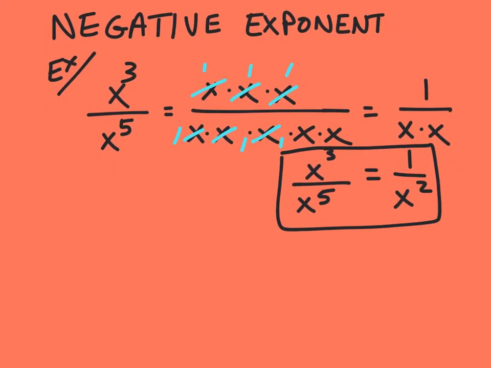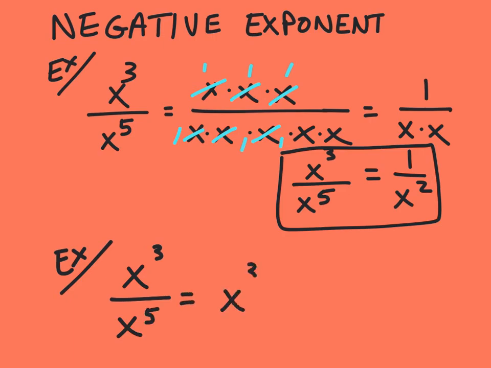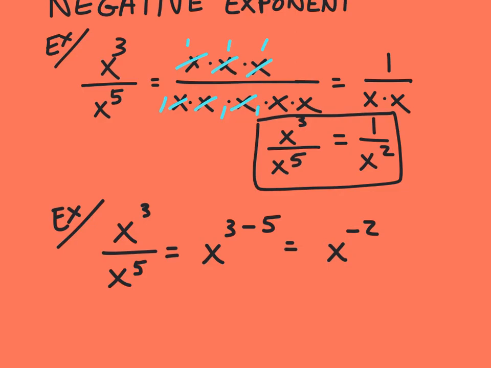Now, let's do this a different way. Let's do this same problem using our rule. So x to the 3rd over x to the 5th. If I do this using our rule, I'm simply going to take x to the 3 minus 5 power. Now when I operate on my exponents, I get x to the negative 2. Now wait a second. I did this two different ways. So x cubed over x to the 5th gives me x to the negative 2.